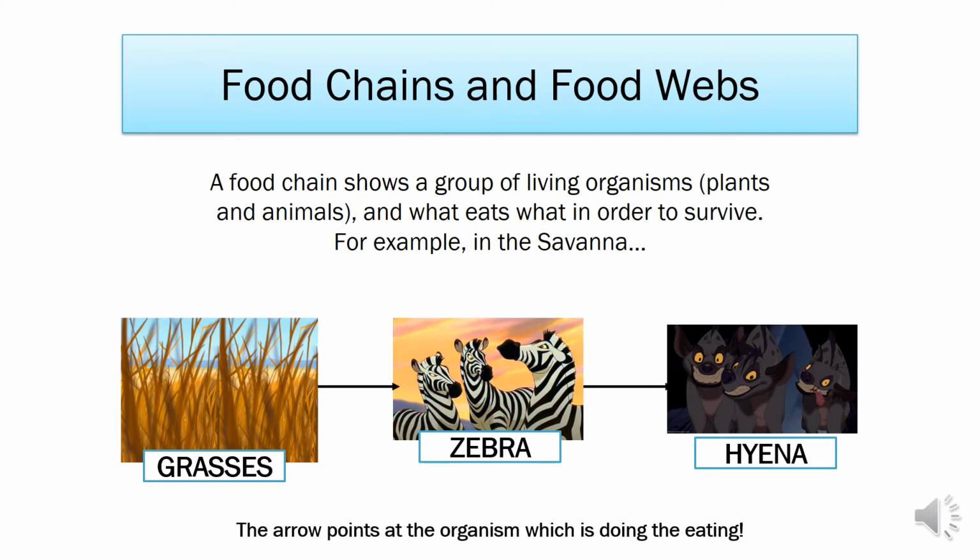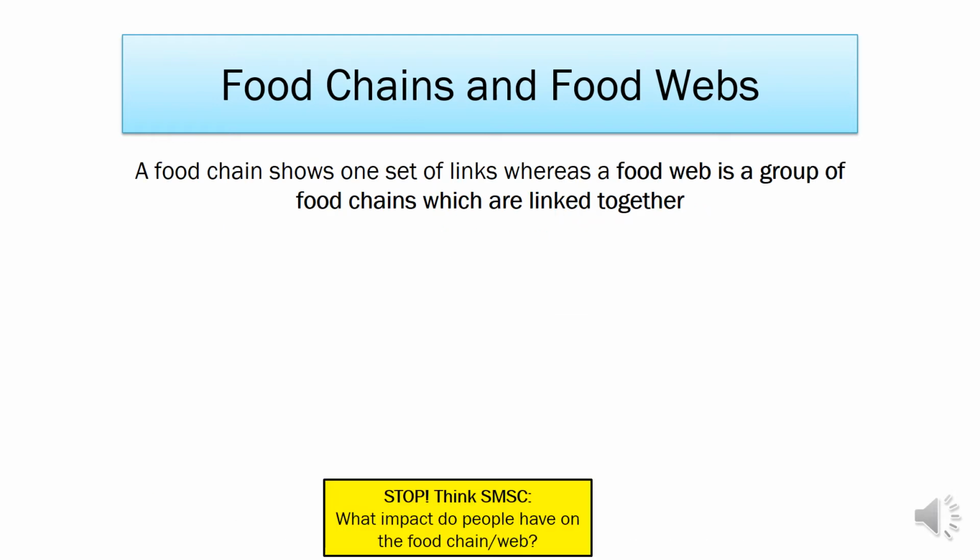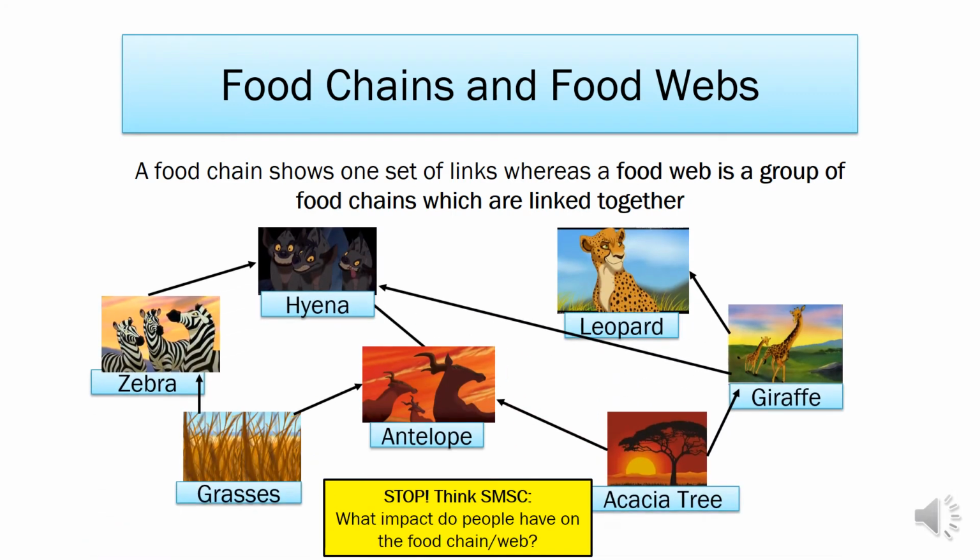Please note that the arrows in a food chain go into what is doing the eating. It's showing you the direction of the energy and where the energy is going. Now we've looked at food chains, which is one set of links. We're now going to look at food webs, which is multiple sets of links of what eats what.